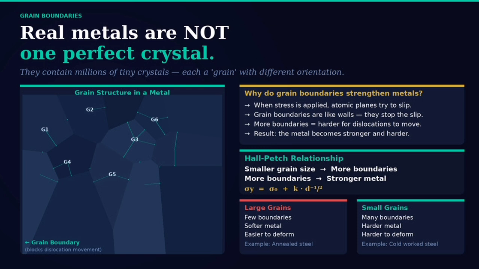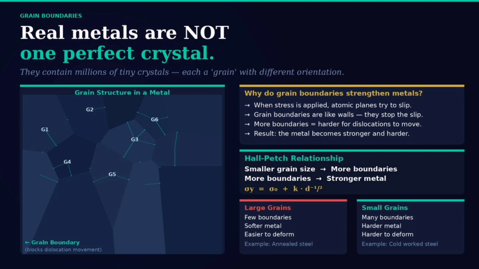When a dislocation, a moving defect in the crystal, reaches a grain boundary, it cannot easily cross into the next grain because the orientation is different. The movement is stopped. Smaller grains mean more grain boundaries. More grain boundaries mean more barriers to dislocation movement. More barriers means a stronger, harder metal.